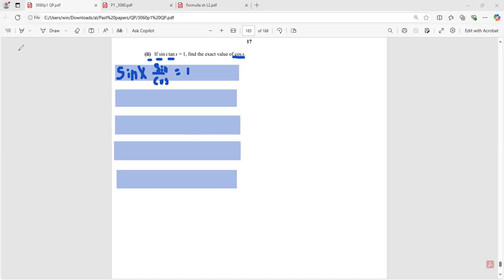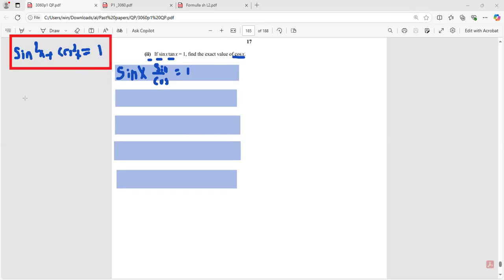Remember the very important rule, which is sine squared plus cosine squared equals 1. So this is a very, very important rule in trig, okay? And it's very forgettable. You always forget it, so please remember it. So here is the rule. If we need a cosine, we can change it and we can get it easily.